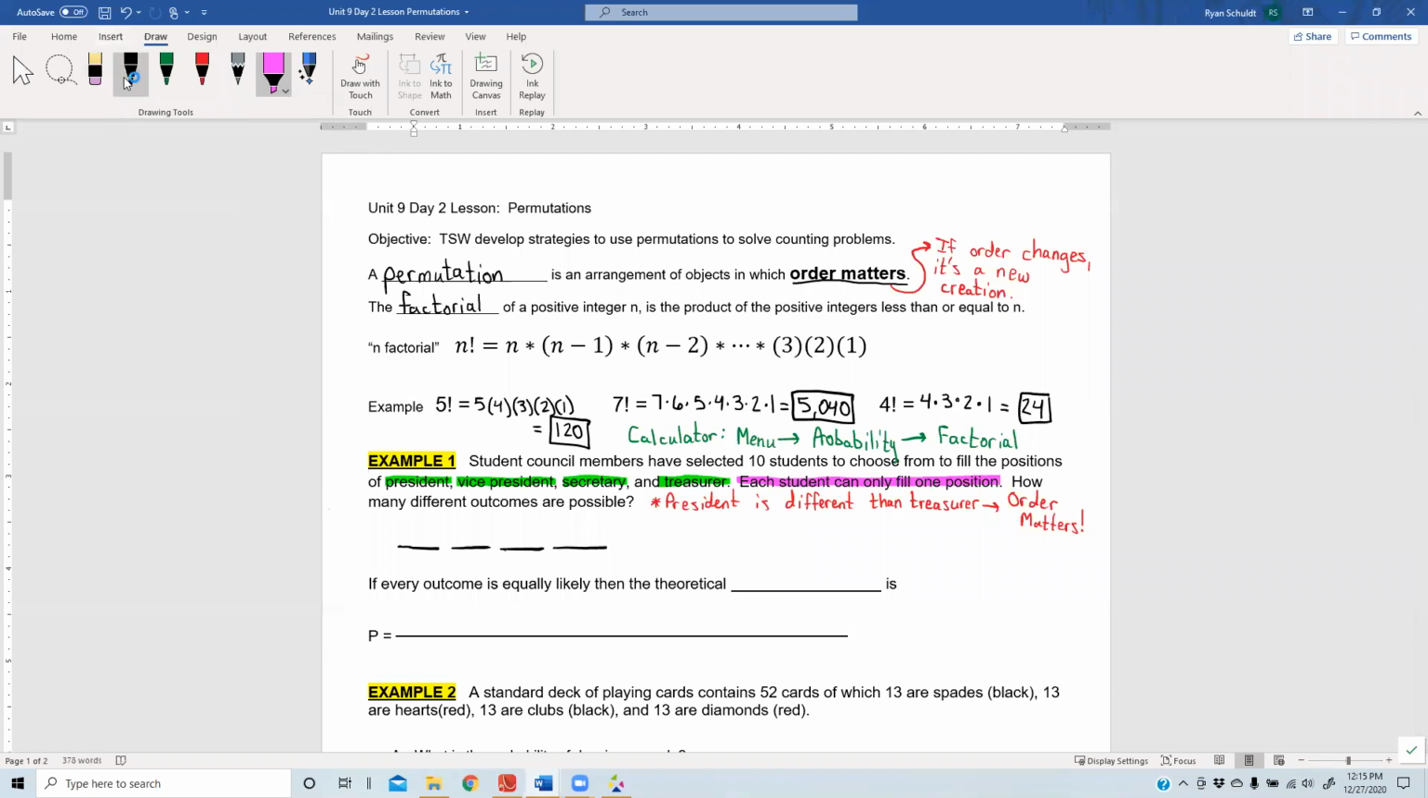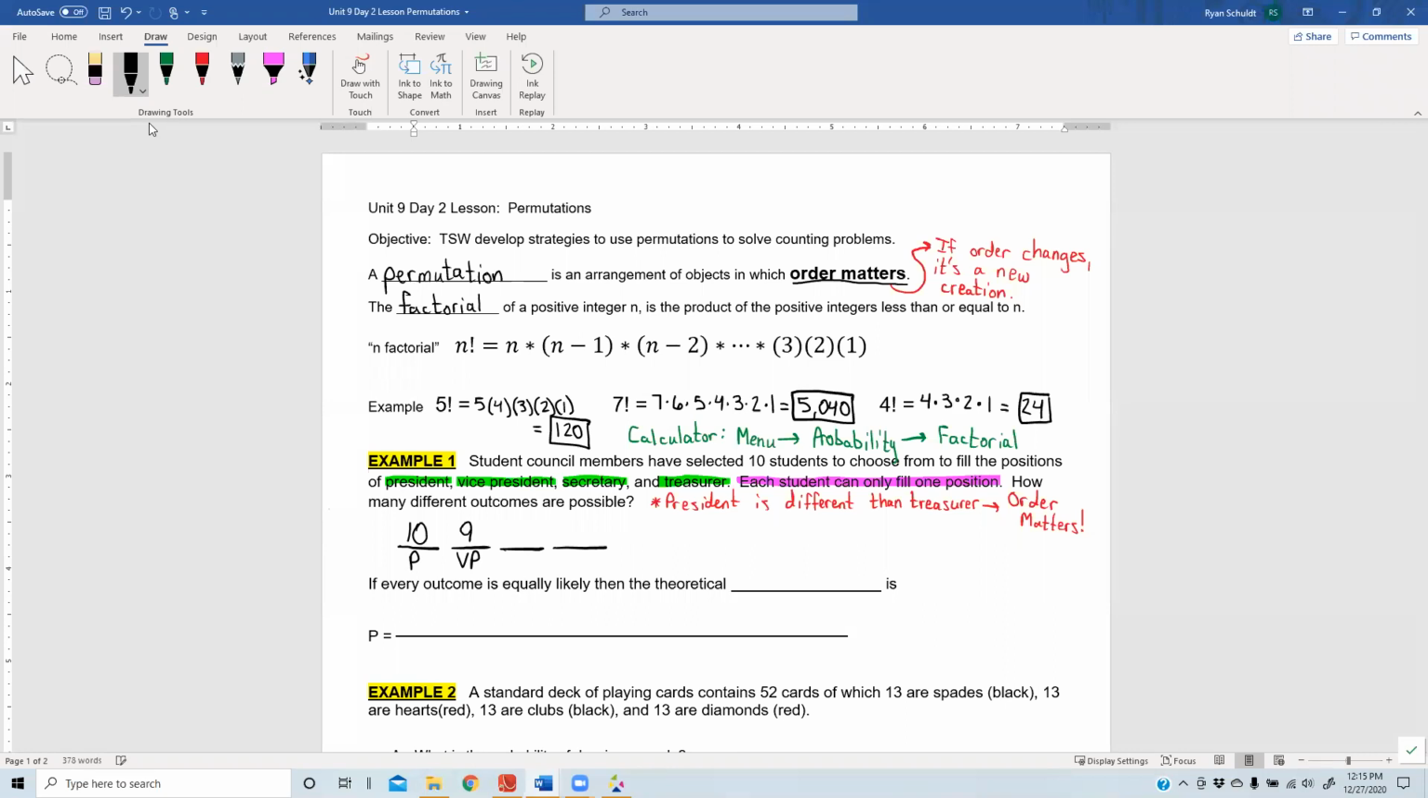It tells us that. So with that in mind, let's think about the president. So there's 10 students we can choose from. That means for president, there's 10 different options. So we name Bob the president. If Bob's the president, how many options are left to pick from for vice president? Well, Bob's out, so now there's only 9 people left. So now we're going to have Sue as your vice president.